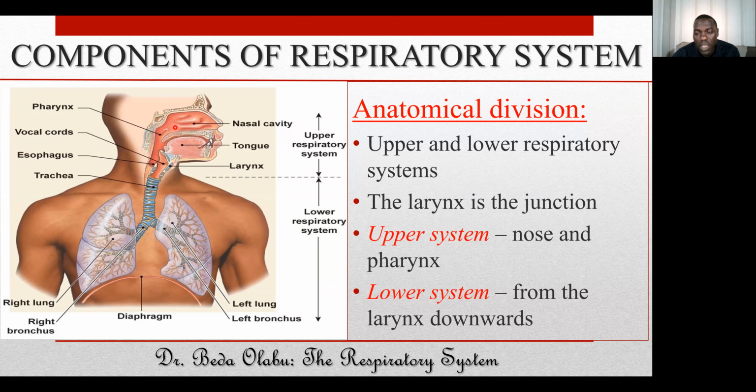And so when you talk of the lower respiratory system, we are referring to the region from the larynx downwards. So the larynx itself is part of the lower respiratory system, although you can consider it as the junction as well. Anything from the larynx downwards falls under the lower respiratory system. And that means that the larynx, the trachea, the bronchi, the bronchioles, and the lungs in general fall under the lower respiratory system.